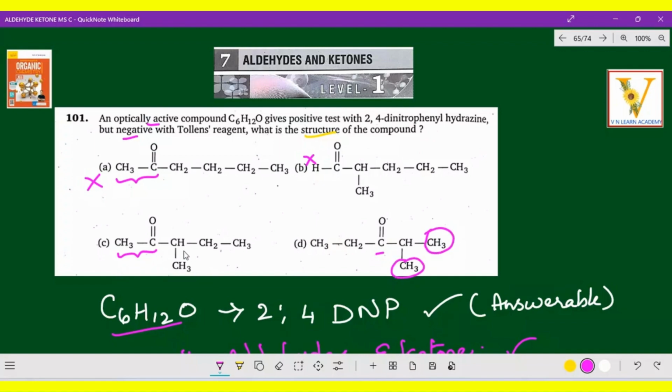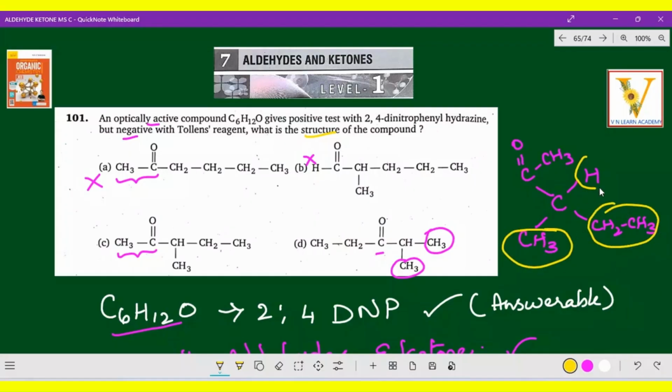So option C, let us check here. Carbon with hydrogen on one side, CH2CH3, that means ethyl, on another side, a methyl group on another side, and the fourth is C double bond O, CH3. That means 4 different groups are available. So this is actually an optically active compound. So this compound C6H12O is 100% option C only.